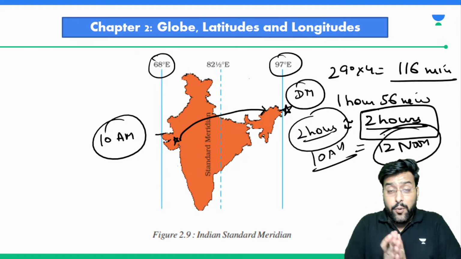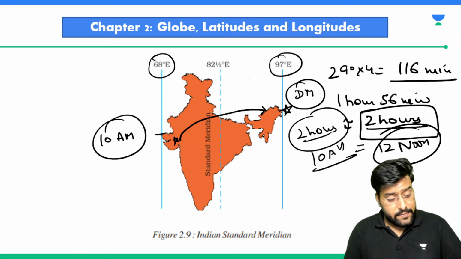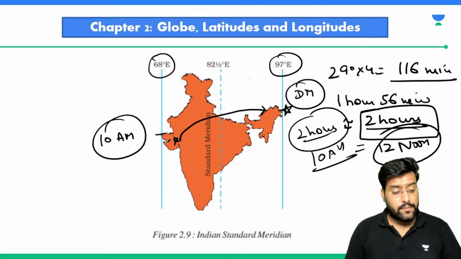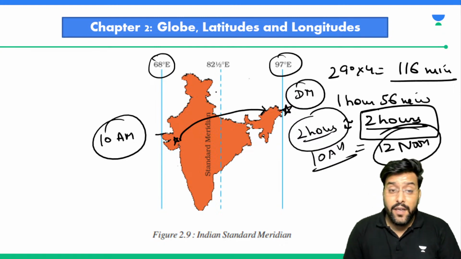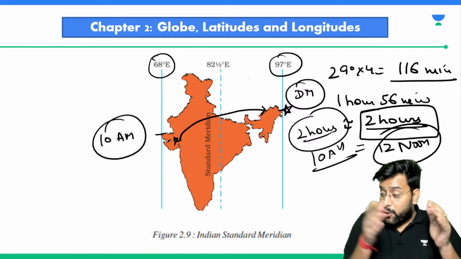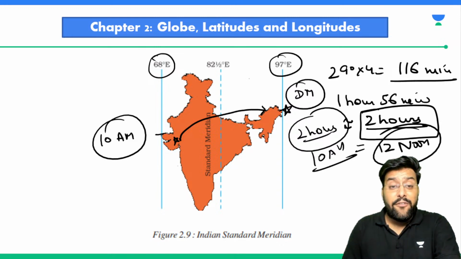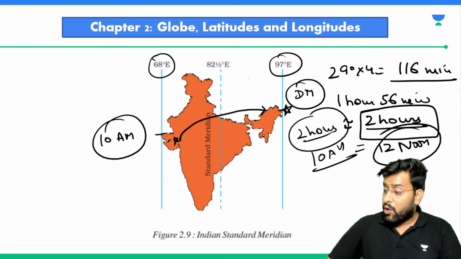Are you getting the problem? What could be the problem with this? Are you understanding the problem? If we followed time as per the longitudes only, two different states of India would have different timings and it would lead to utter confusion. Got it with this example?